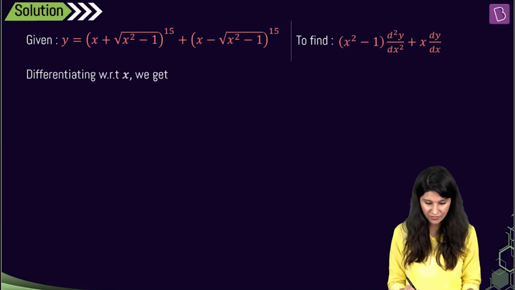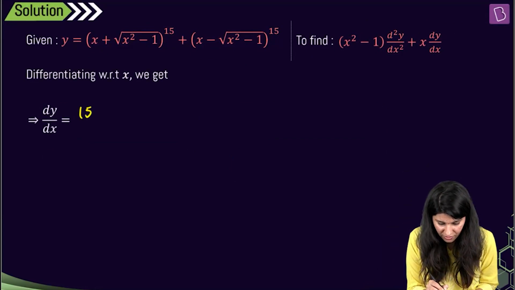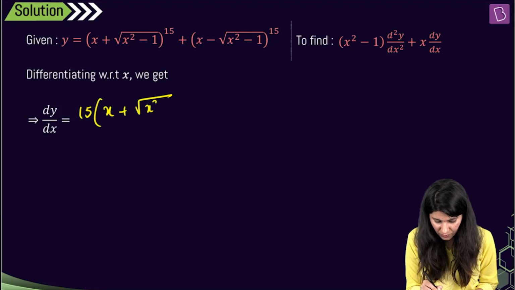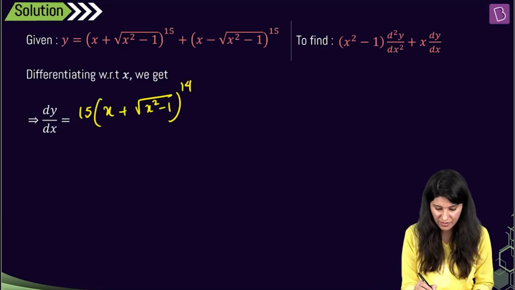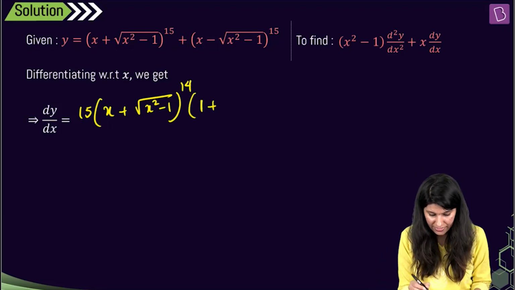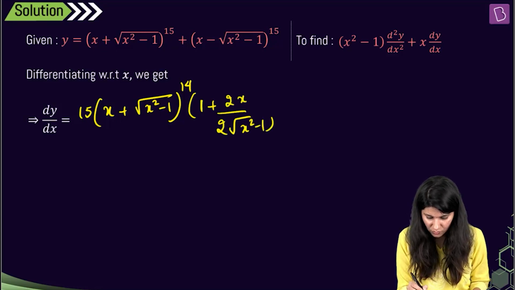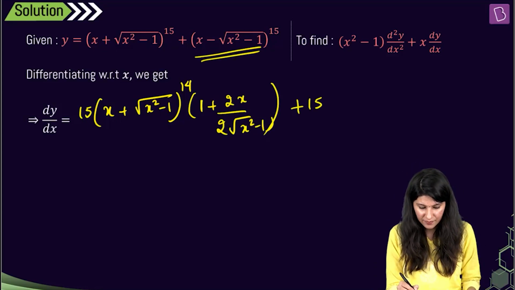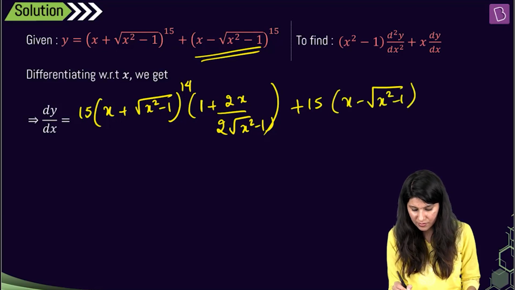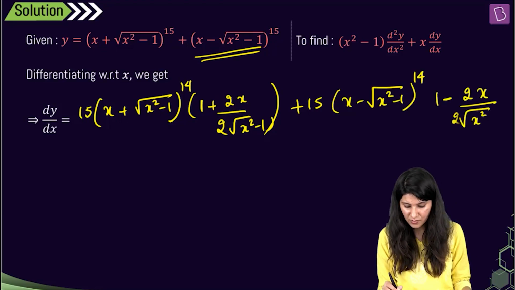So let's first differentiate with respect to x both the sides. What do we get? We get dy by dx, which is equal to what? Okay, so 15 will come in front. Then x plus square root of x square minus 1 raised to power 14. By chain rule, I need to differentiate this bracket one more time. So 1 plus 1 by 2 root x square minus 1 and then 2x over here. Similarly, this particular term, differentiating 15 x minus square root of x square minus 1 raised to power 14, and then we have 1 minus 2x whole upon square root x square minus 1.